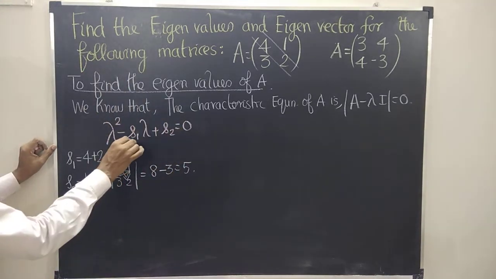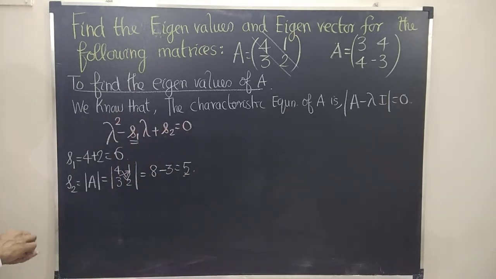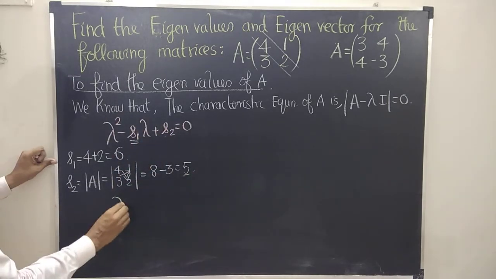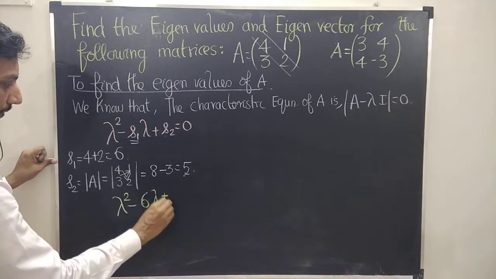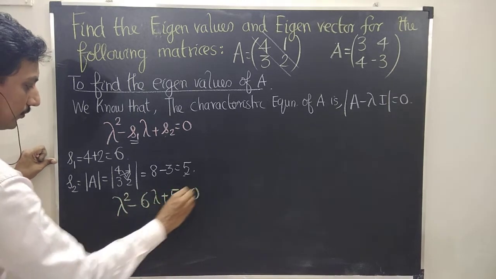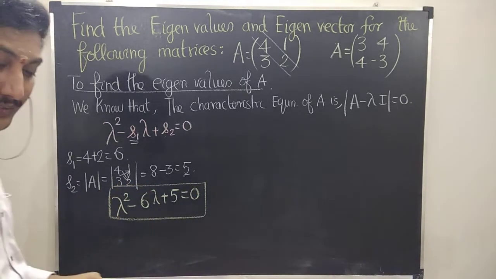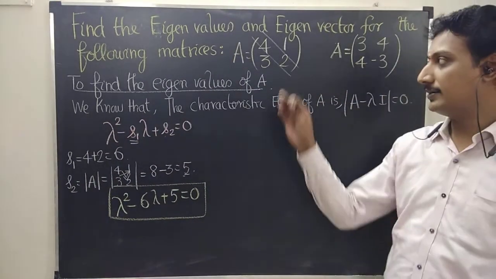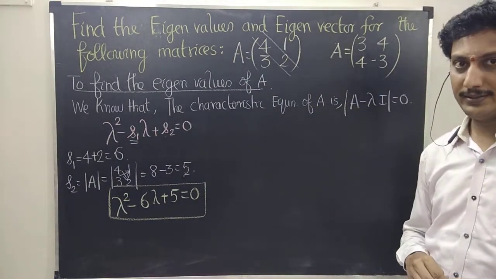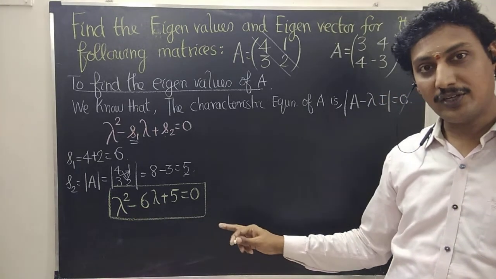So it is equal to 5. When I substitute S1 equal to 6, S2 equal to 5, we will get the second degree polynomial, the quadratic equation lambda squared minus 6 lambda plus 5 is equal to 0. So this is the second degree polynomial. Why do we get a second degree polynomial? Because the given matrix is a 2 by 2 matrix, isn't it? Now, how to solve this quadratic equation?